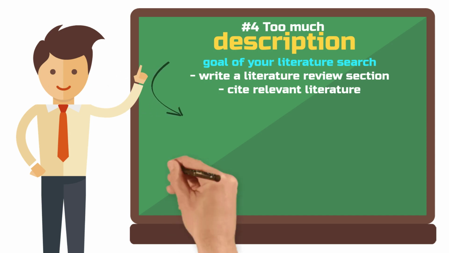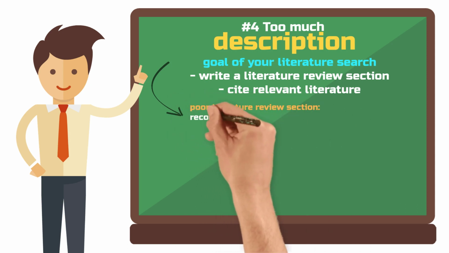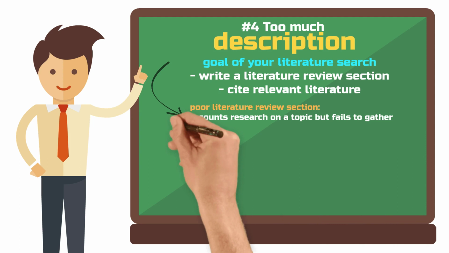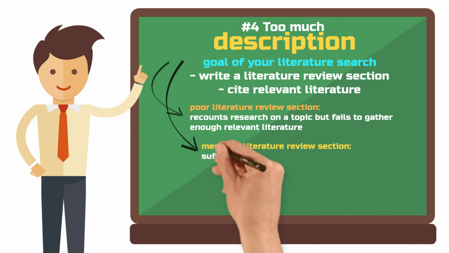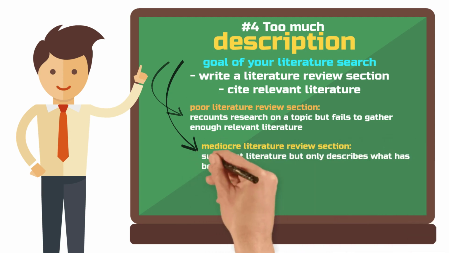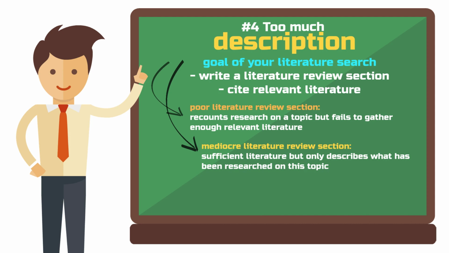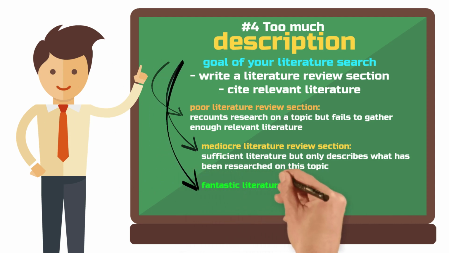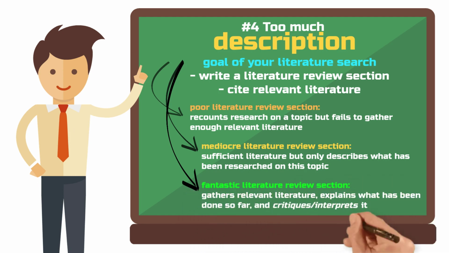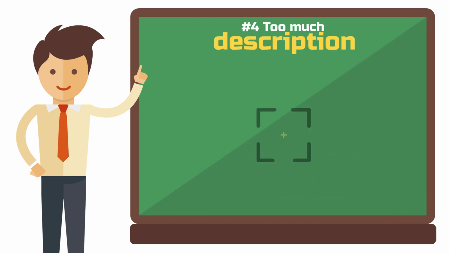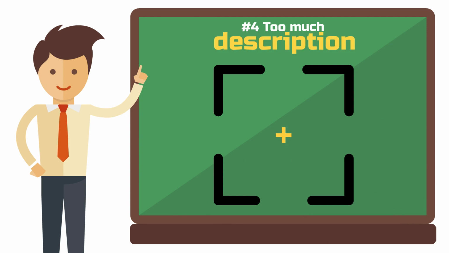A poor literature section merely recounts research on a topic, but fails to gather enough relevant literature. A mediocre literature review section manages to do that, but only describes what has been researched on the topic in the past. A fantastic literature review section gathers relevant literature, explains what has been done so far, and critiques or interprets what this means. So, especially with a new topic, don't focus too much on finding and citing every single reference that somewhat fits the topic.